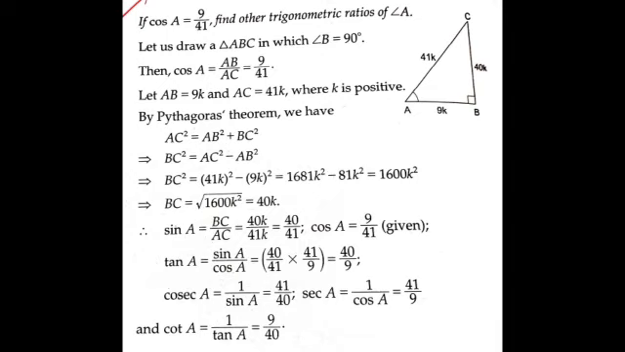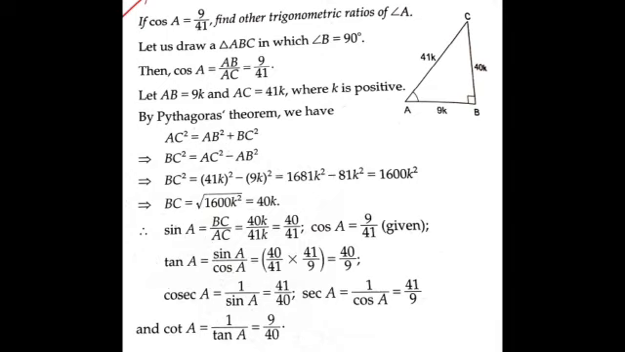For the first, here I have, if cos A is equal to 9 by 14, find other trigonometric ratios of angle A. So for its solution, let us draw a triangle ABC in which angle B is equal to 90 degree. Then cos A will be equal to what? Cos A, it is defined as base by hypotenuse. So here base for angle A, it is AB and hypotenuse is AC. So we can write 9 by 14.